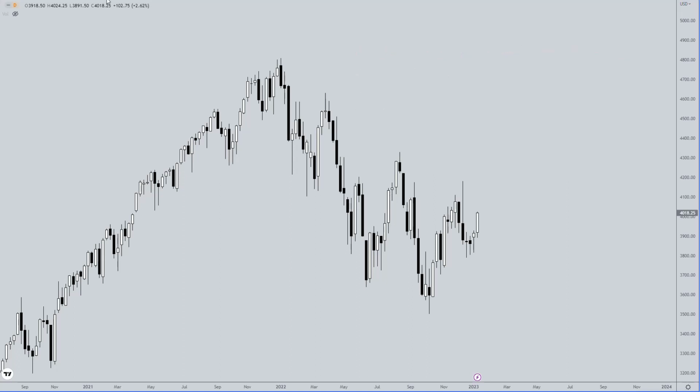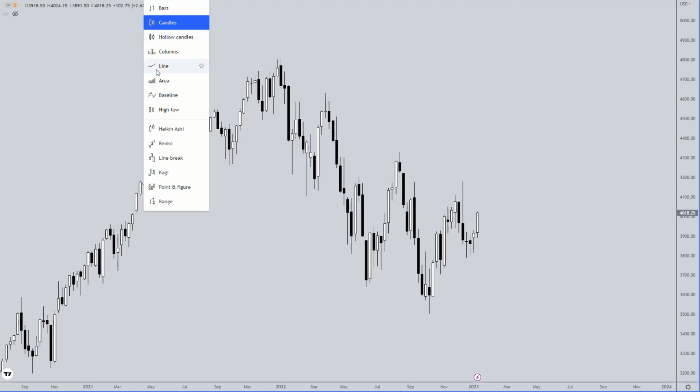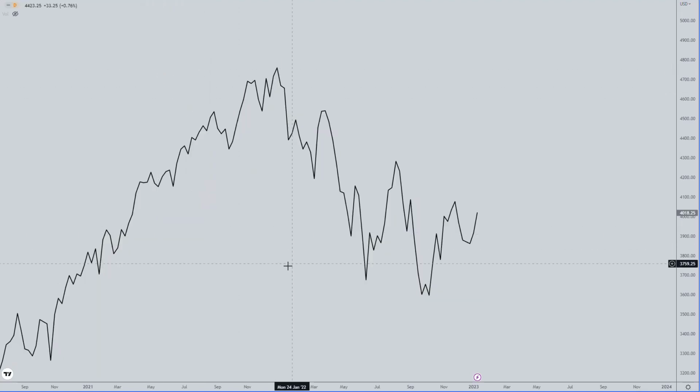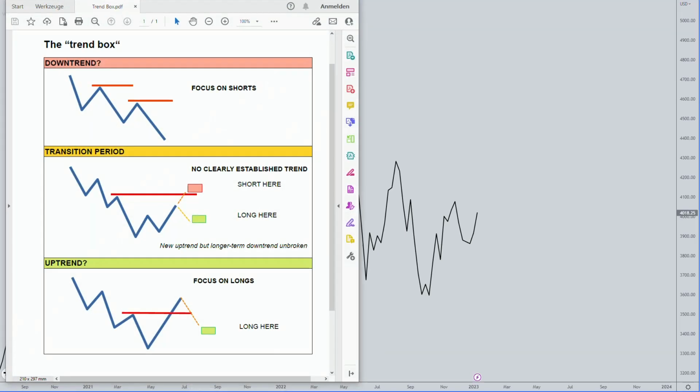For that, I always like to first of all switch to the line chart, as that makes it easier to determine the trend, because this should always be your first question, obviously. What's the trend? This is my trend box, and it gives you a very simple overview of what you're actually looking for. Are we in a downtrend? Then obviously we want to focus mainly on shorts. Are we in a transition period, meaning no clearly established trend yet?